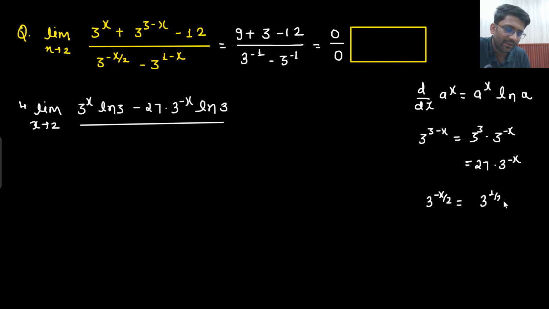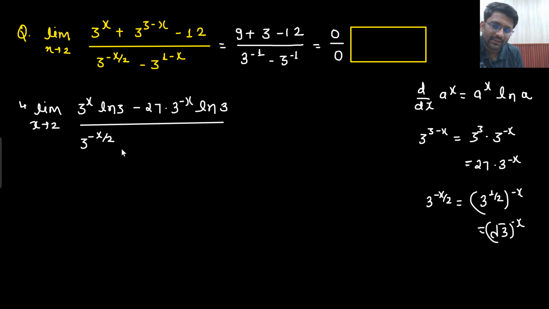3 to the power 1 by 2 to the power minus x. So this could be written as under root 3 to the power x. Right? So what will be the differentiation of under root 3 to the power minus x? That will be this as it is, then ln under root 3 with the negative sign outside. You can differentiate this one. So first a to the power x ln under root 3, and then differentiation of minus x will be minus 1. So this will be the differentiation.